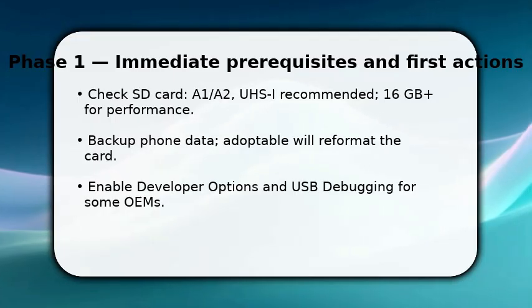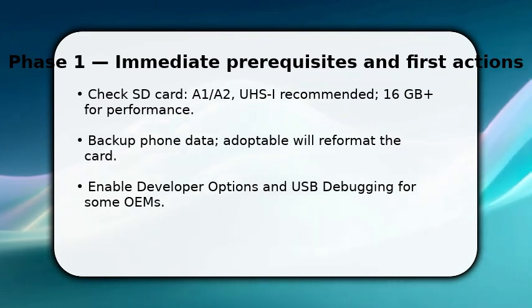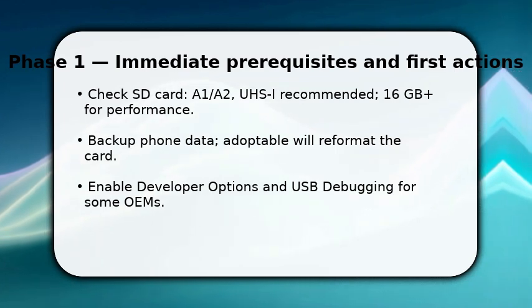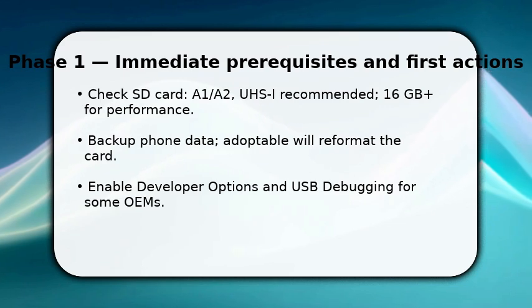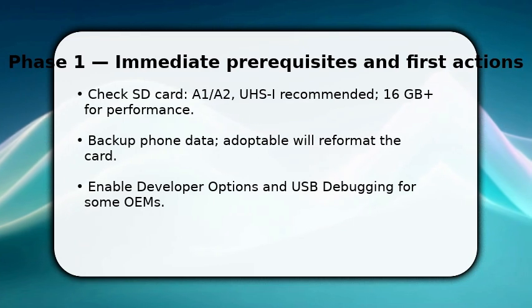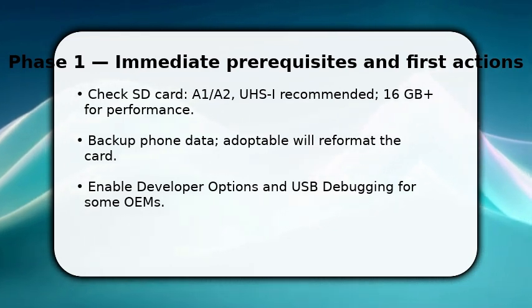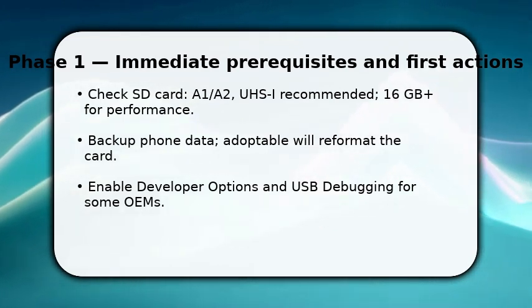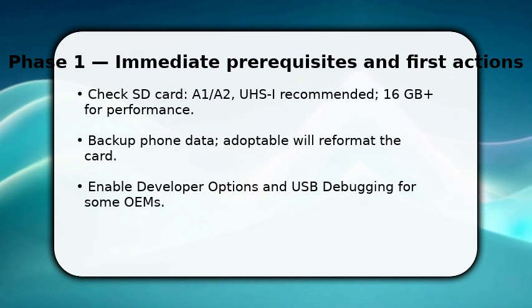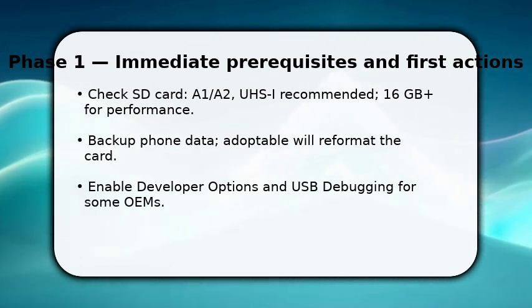You will start by confirming the card and protecting your data. Insert a fast SD card, A1 or A2, UHS-I preferred, and back up everything because the process reformats the card. Once done, open Settings and navigate to Storage. If your device hides Adoptable, enable Developer Options and USB debugging to reveal advanced formatting. Make sure the card is seated firmly and not mounted as portable storage.